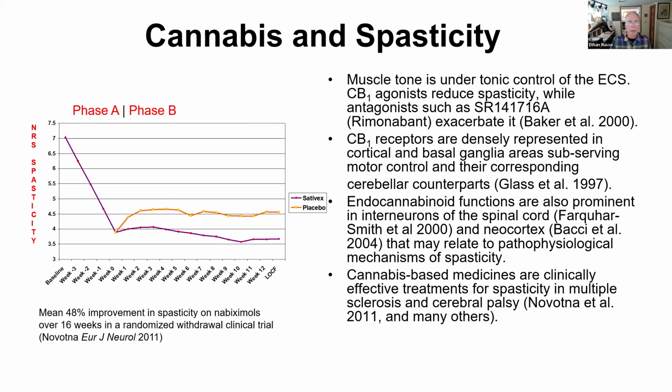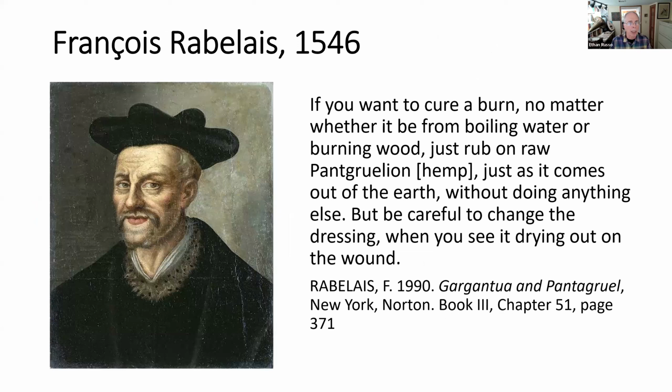As seen here, of course, cannabis-based medicines are clinically effective in spasticity in MS and likely other causes. Back to France in the Renaissance era. This is the famous author Francois Rabelais. If you want to cure a burn, no matter whether it be from boiling water or burning wood, just rub on raw pentagrulion, which is a nickname for hemp, just as it comes out of the earth without doing anything else. But be careful to change the dressing when you see it drying out on the wound.